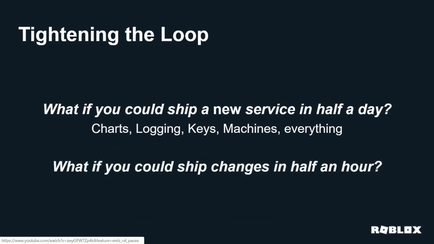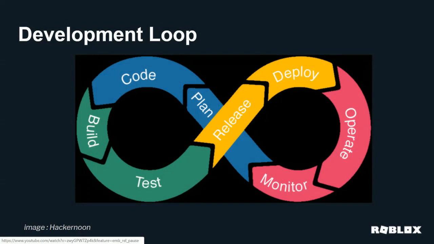And then what if you could ship changes to that in half an hour? So you go in and add a new endpoint, and you hit the ship button, and it's in production, and it took less than 30 minutes, right? I'll get back to this slide in a little bit, but let's keep that in our mind as we start working through the development loop at Roblox.